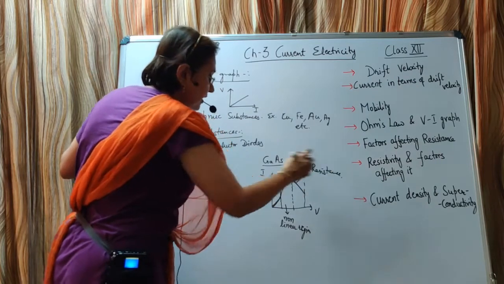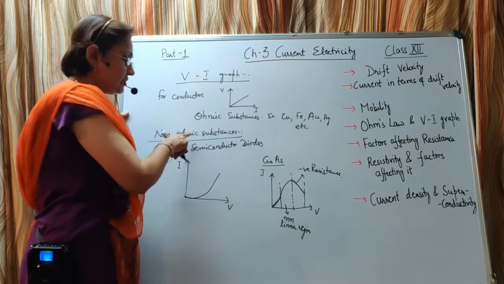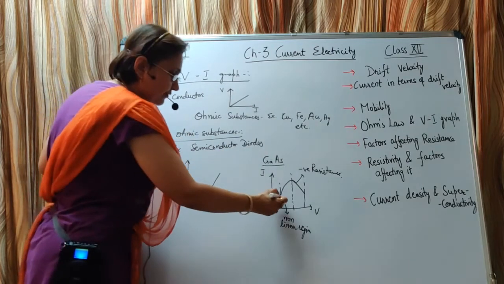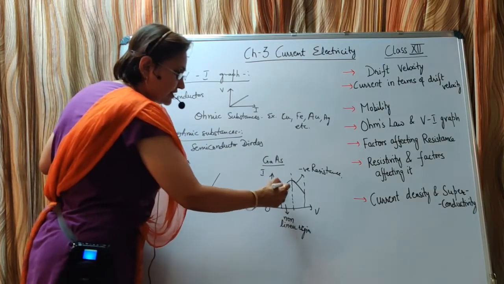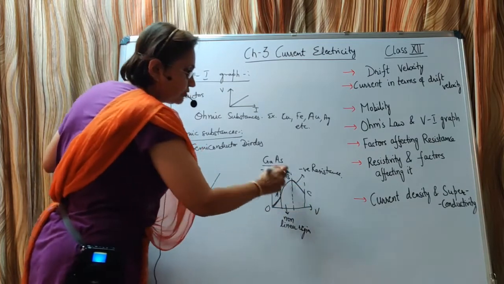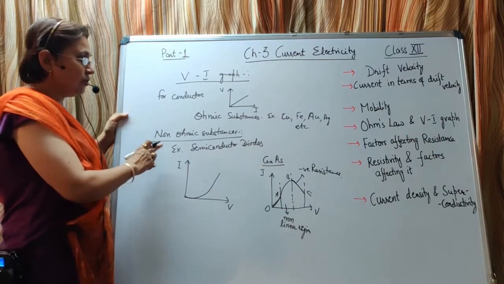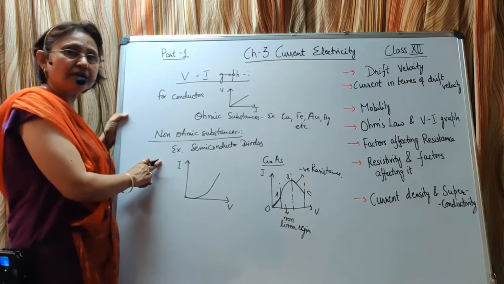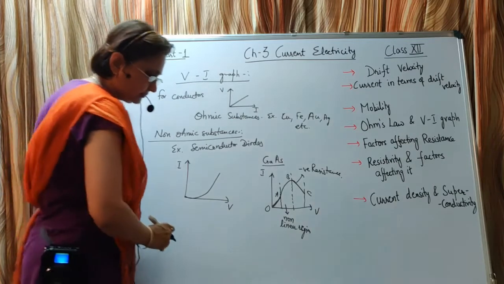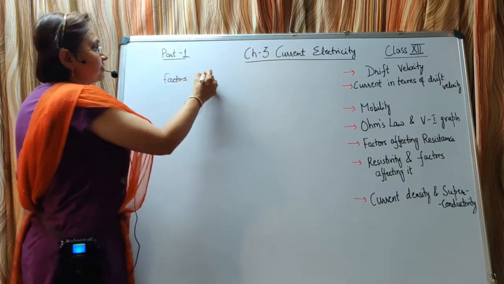So this is the shape of the VI graph for gallium arsenide, which is a non-ohmic substance. From O to A the graph is linear, but from A to B the graph is non-linear, and from B to C the graph is representing negative resistance. So these substances we call non-ohmic substances. Now let's study the factors affecting resistance.